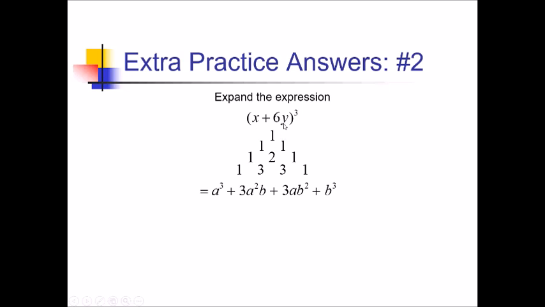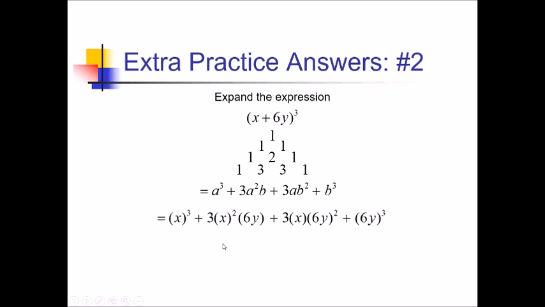So we're going to have x cubed plus 3 times x squared times 6y plus 3x, and then we have 6y in the parentheses being squared. And then finally we have plus 6y quantity cubed.